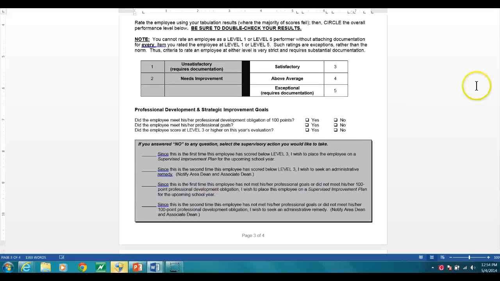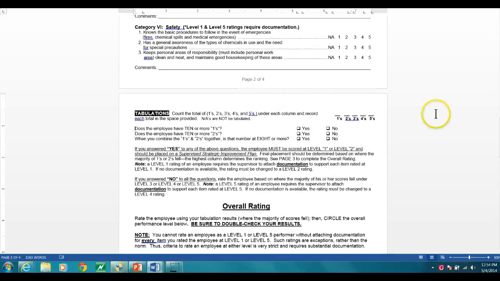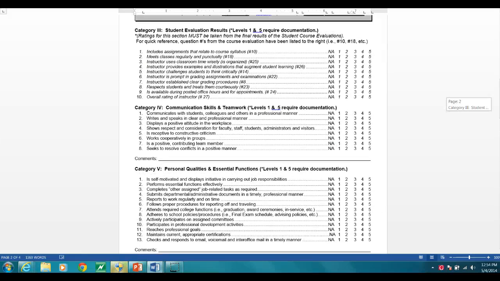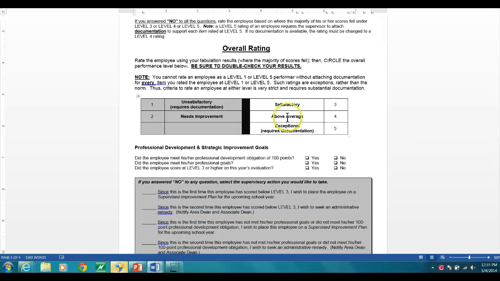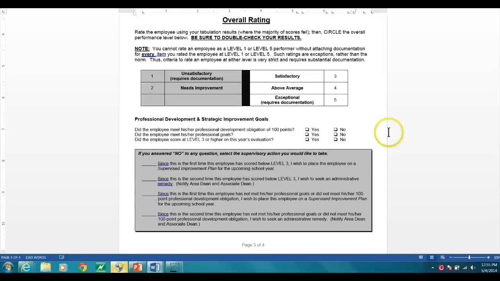So I'm going to go down here. Once we look at the ranking up here, and you don't have a lot of ones and twos, then the highest number, so that means if you had more threes or more fours, the supervisor would come here, and whatever the largest number is, that would be your ranking. So again, if you had more fours, you'd be ranked at a four. If you had more threes, you'd be ranked at a three. Again, the gray area is only when you have a certain amount of unsatisfactories or needs improvement.